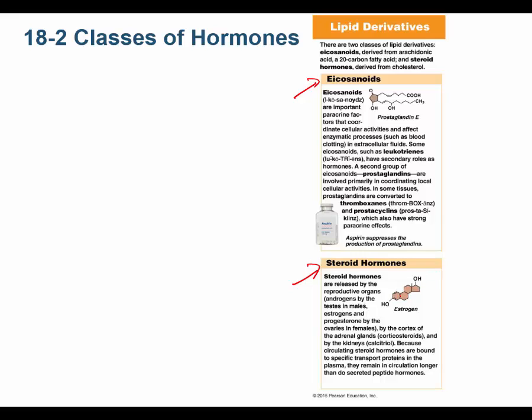All steroid hormones have this four-ring structure right here. And where I just circled, I'm looking right here. These four rings are actually called, just so you know, cyclopentanoperhydrophenanthrene.